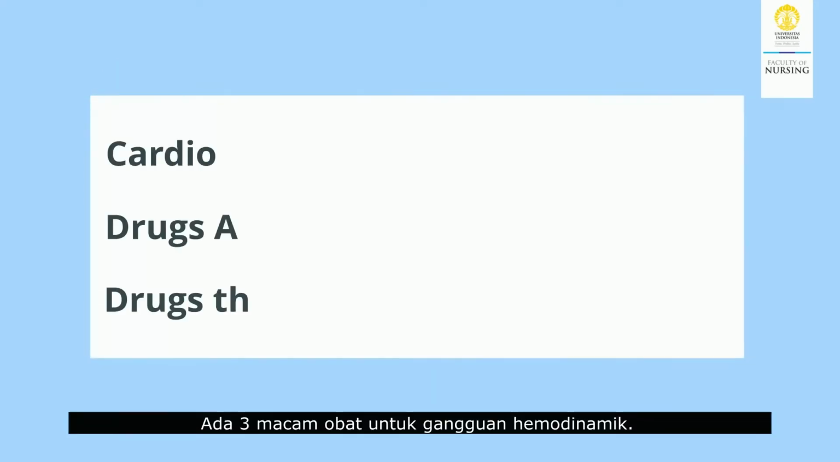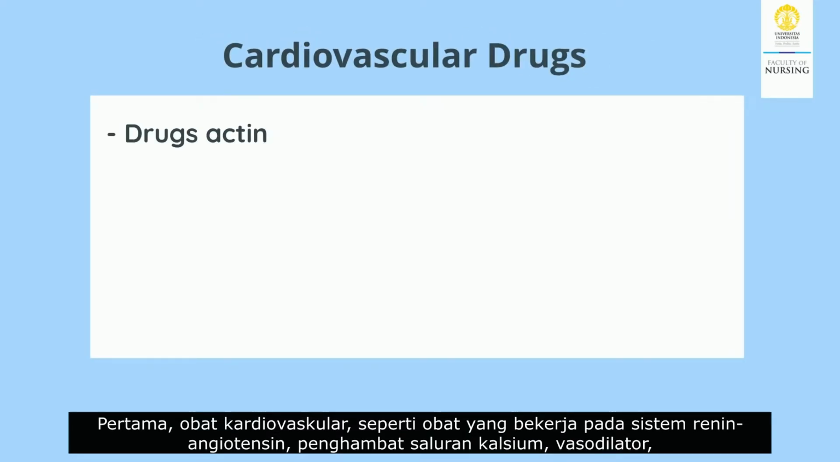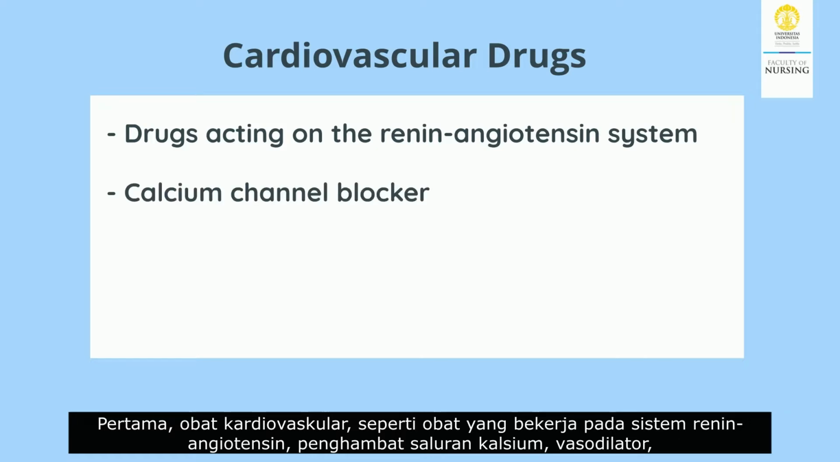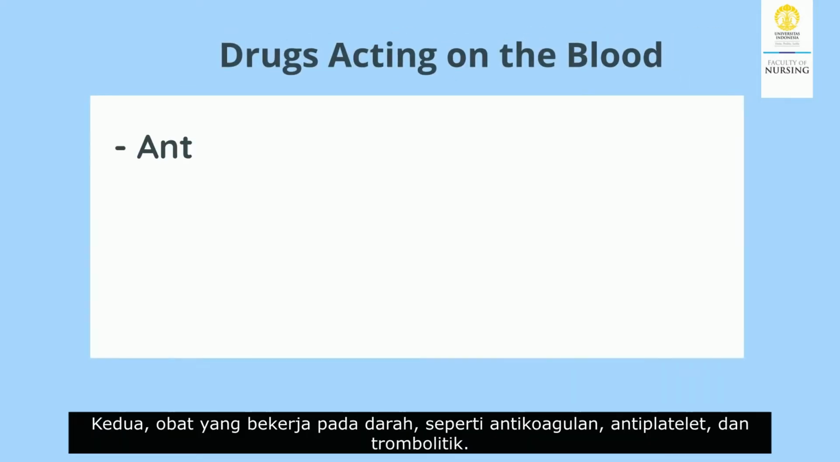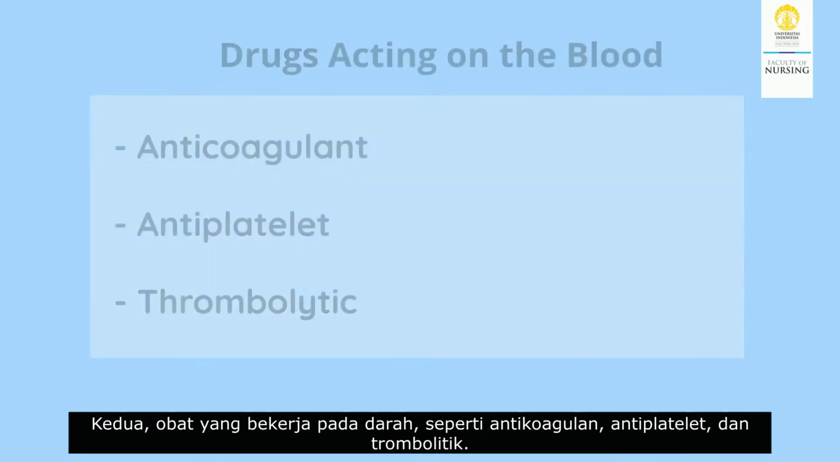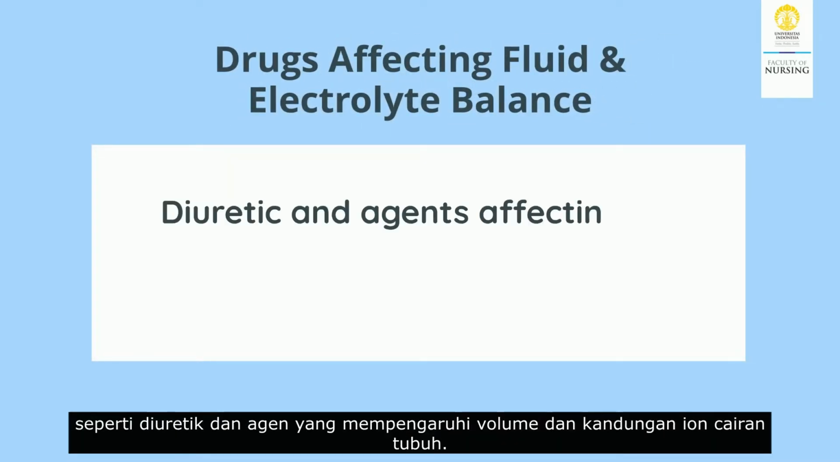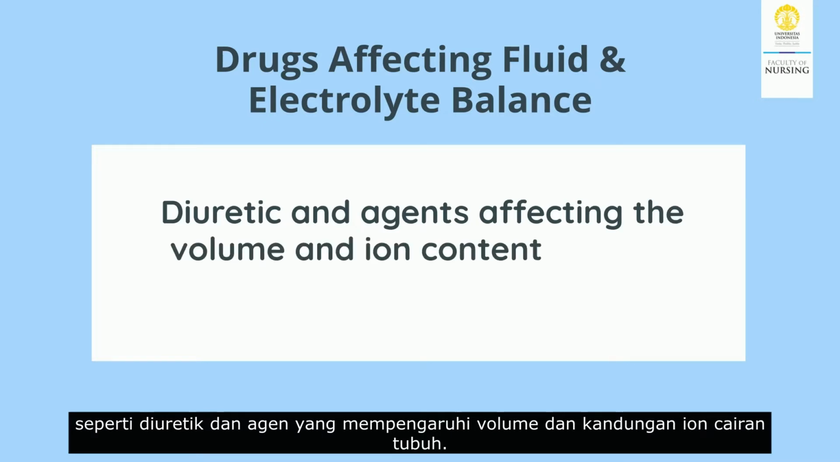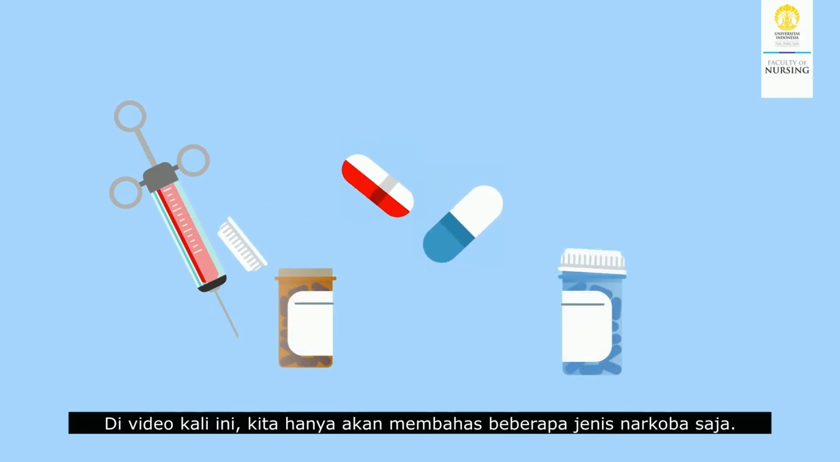There are 3 kinds of drugs for hemodynamic disorder. First, cardiovascular drugs, such as drugs acting on the renin-angiotensin system, calcium channel blockers, vasodilator, drugs for hypertension, angina, heart failure, and many more. Second, drugs acting on the blood, such as anticoagulant, antiplatelet, and thrombolytic. Third, drugs that affect fluid and electrolyte balance, such as diuretic and agents affecting the volume and ion content of body fluids. In this video, we will only discuss a few types of drugs.